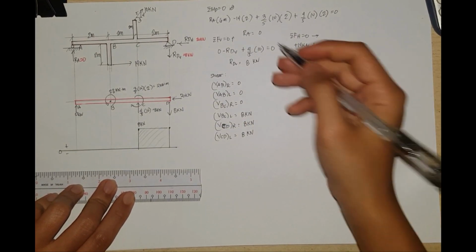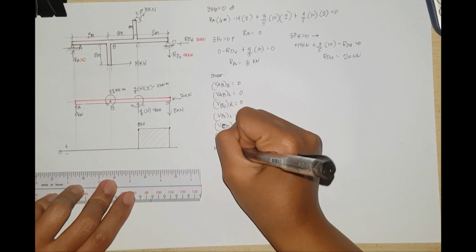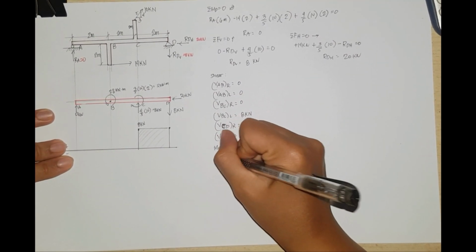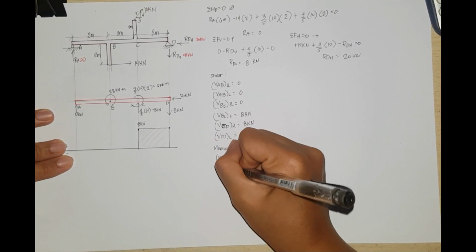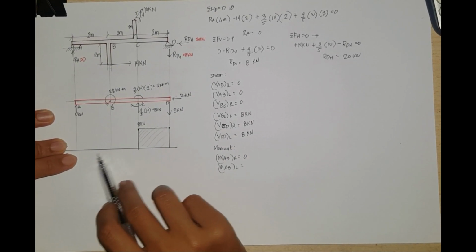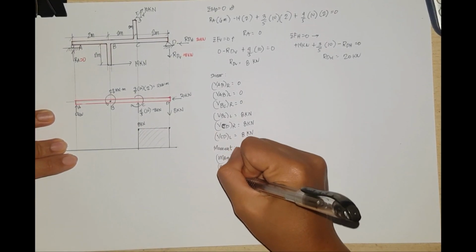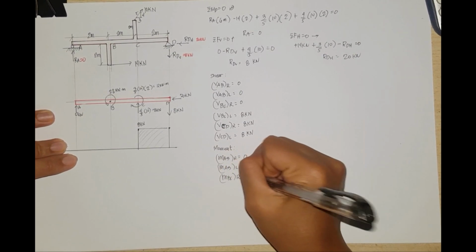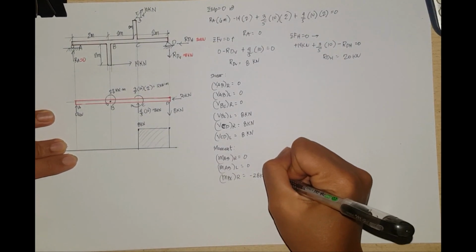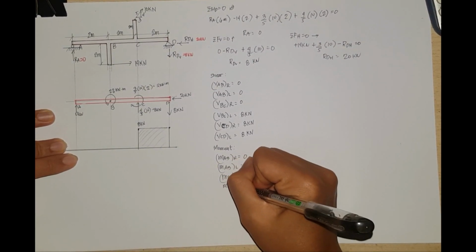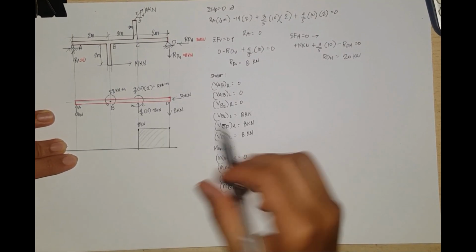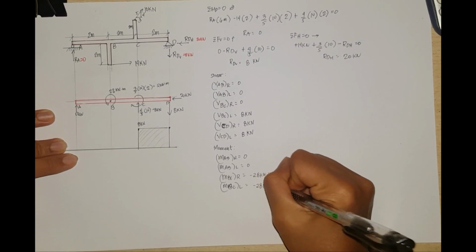And for the moment diagram, is there any moment at this point? None. So we have 0. Next, we have AB left. Do we have area at the shear diagram? None also, so 0. Then next, moment at BC right. We have a moment at this part, which is equal to negative 28 kilonewton meter. And then MBC left. Do we have an area here at the shear diagram? None. So we have negative 28 kilonewton meter.